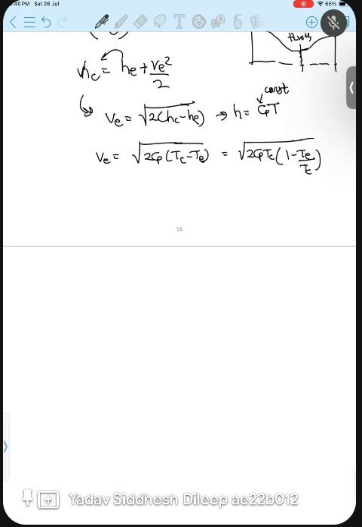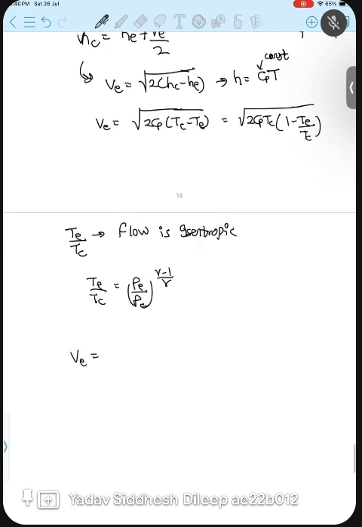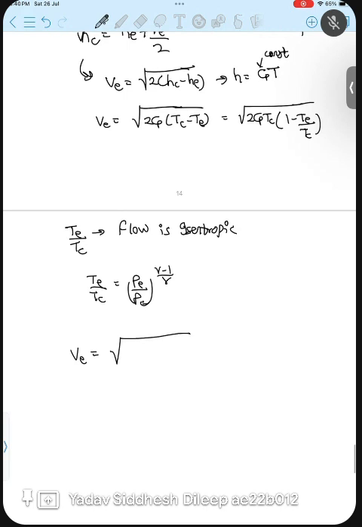Then, for T by Tc, you remember we took another assumption that the flow is isentropic. So the isentropic relation T by Tc equals (P by Pc) raised to (gamma minus 1) by gamma holds. So you can write the exhaust velocity as root of 2 Cp Tc times (1 minus (Pe by Pc) raised to (gamma minus 1) by gamma). We will see why we are doing this.